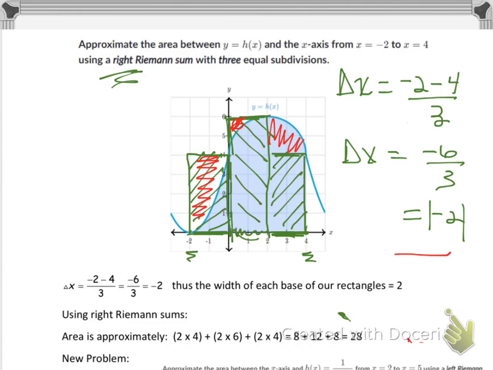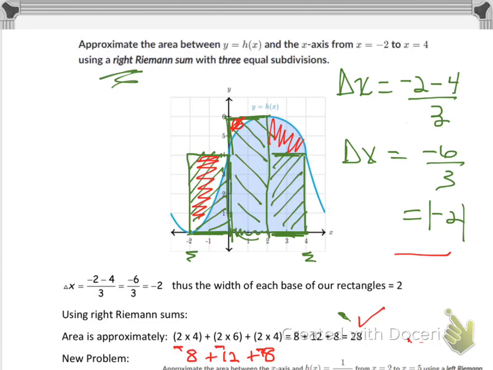Okay, let's determine the area of each of those 3 rectangles. So the bases are all 2's. So here are my bases. So the height of the first rectangle is 4. So 2 times 4 is 8. The height of the second rectangle is 6. 2 times 6 is 12. And the height of the third rectangle is back to being 4. And 2 times 4 is 8. So 8 plus 12 is 20, plus 8 more is 28 square units.